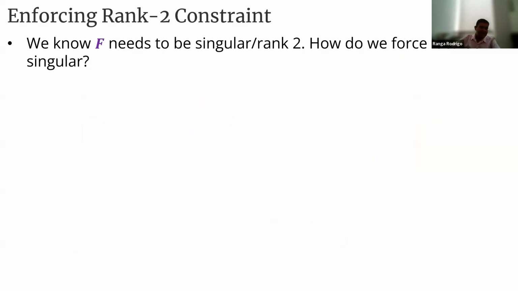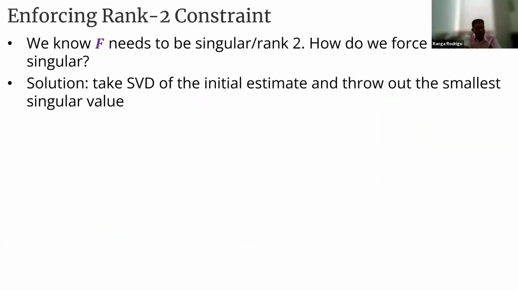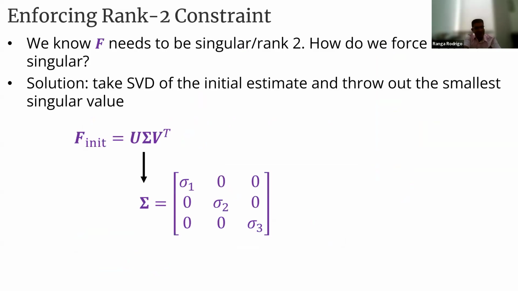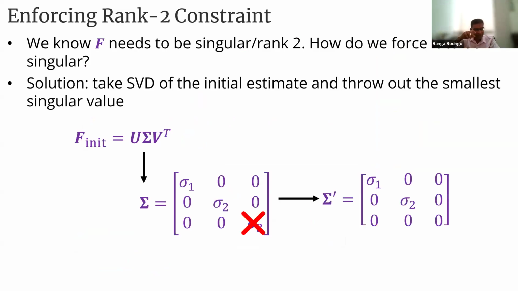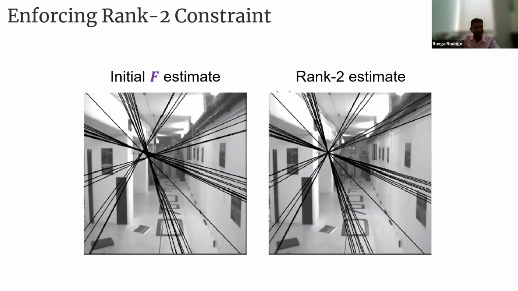And then there's a thing called enforcing the rank 2 constraint. We know F needs to be singular and rank 2. How do we enforce it to be singular? The solution: take the SVD of the initial estimate and throw out the smallest singular value, sigma 3. So these are practical things that you have to do. You can see the initial F estimate: the epipolar lines are not actually crossing because of the wrong estimate. When you do the rank 2 estimate, they cross at the same point.